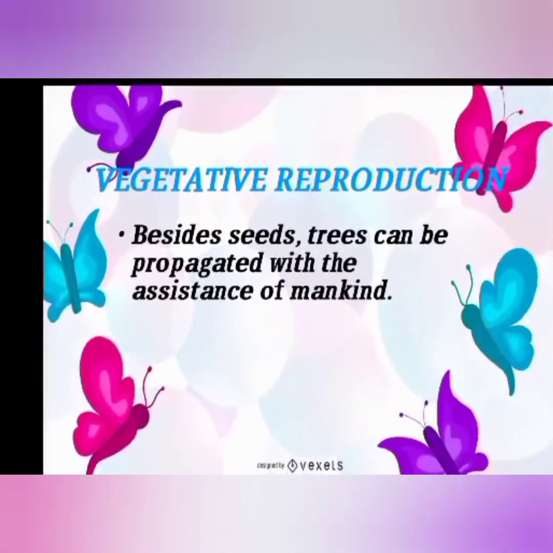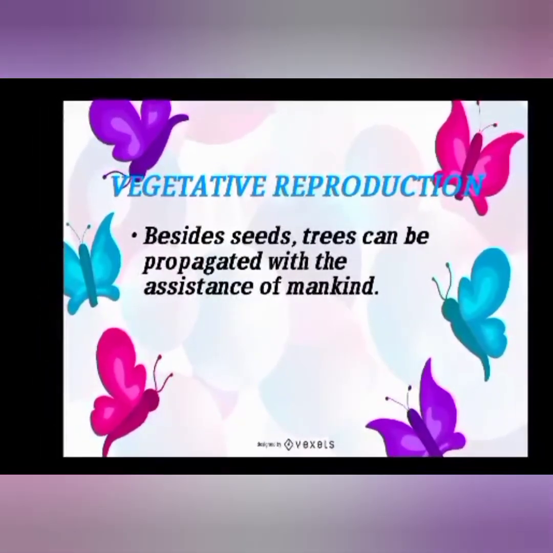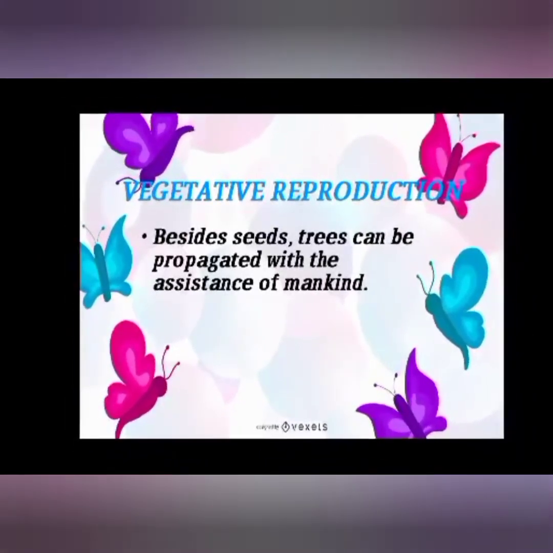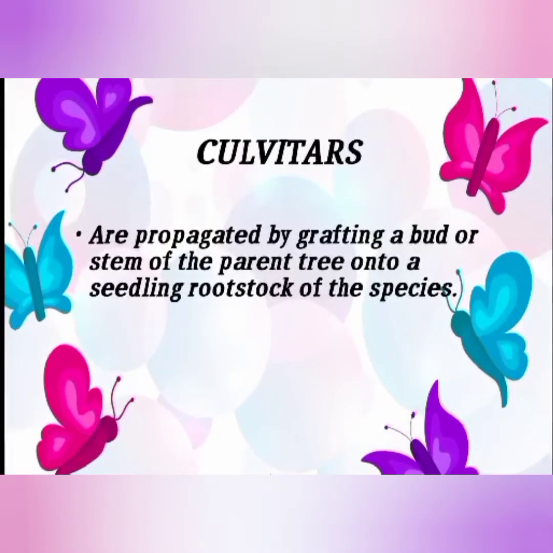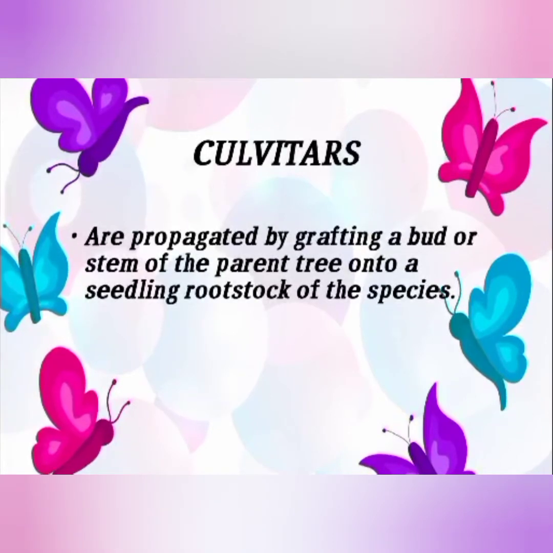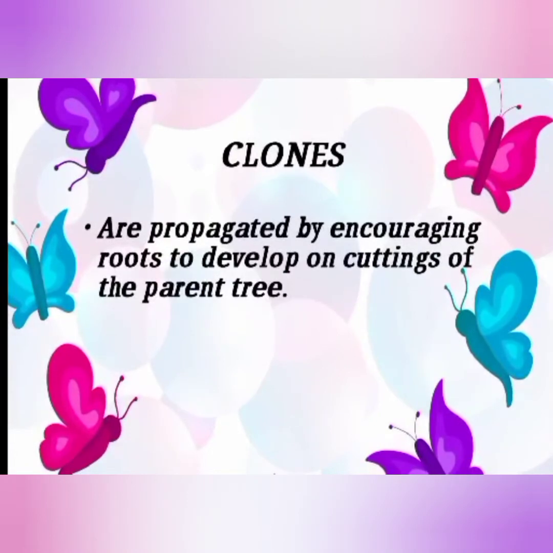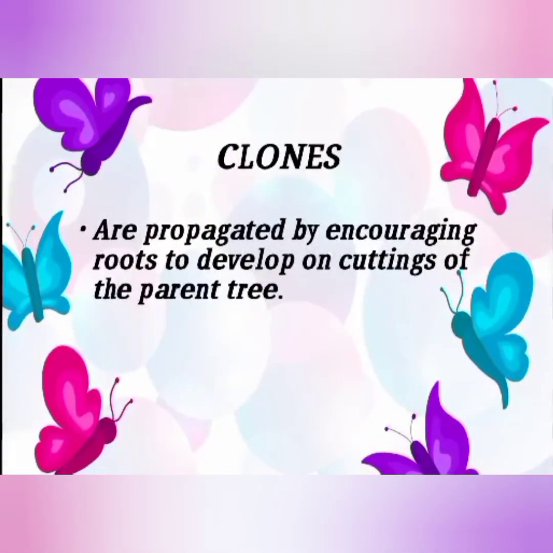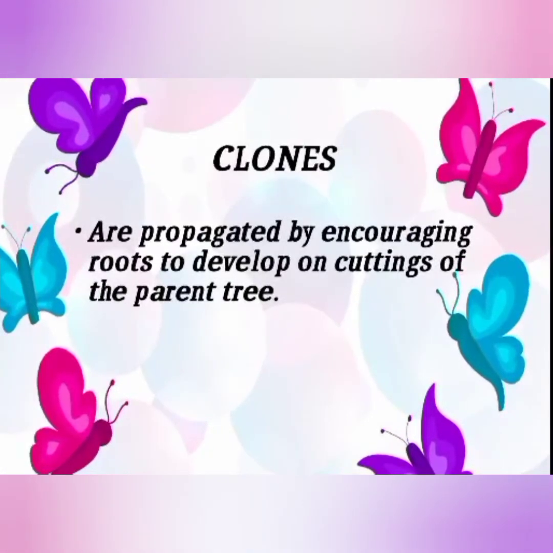Next is vegetative reproduction. Besides seeds, trees can be propagated with the assistance of mankind. Cultivars are propagated by grafting a bud or stem of the parent tree onto a seedling rootstock of the species. Clones are propagated by encouraging roots to develop on cuttings of the parent tree.